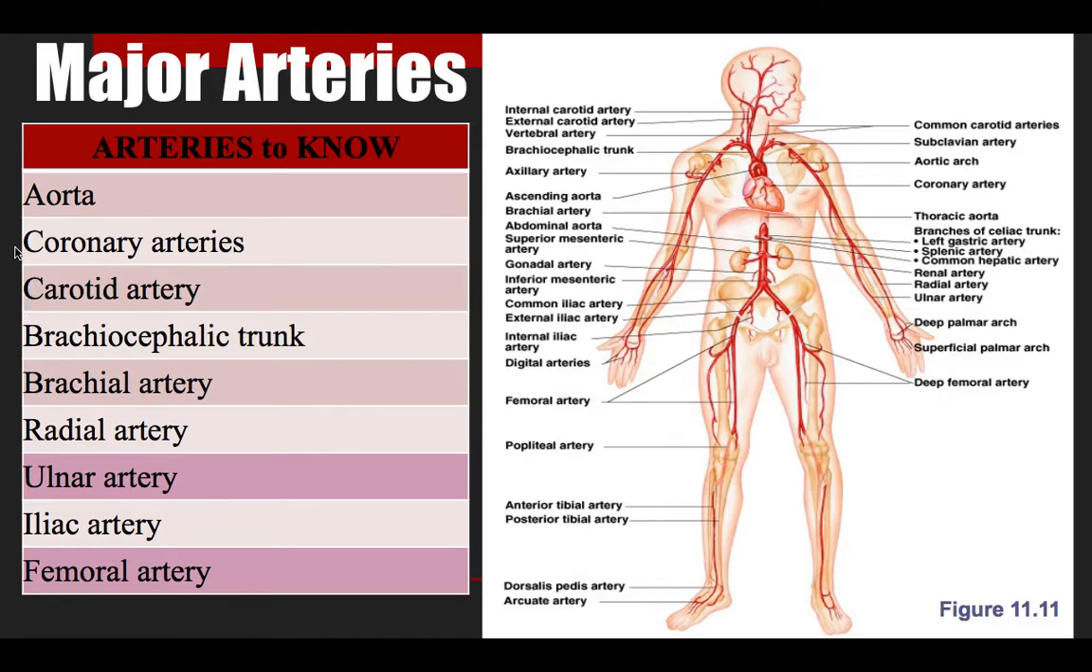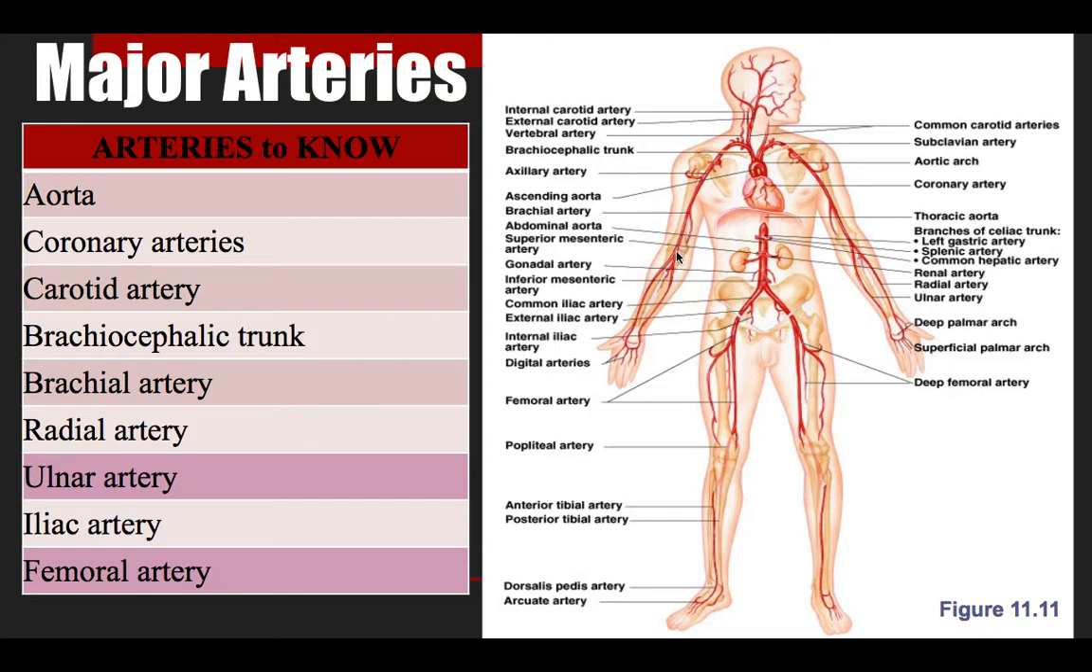Okay, so we've got the coronary arteries. We talked about the carotid artery. We identified the brachiocephalic trunk. So next, let's get to the arteries that feed the arm. So here's the brachiocephalic trunk. There are the carotid arteries again. And then the brachiocephalic trunk is going to descend down your arm. And once it does, it's called the brachial artery.